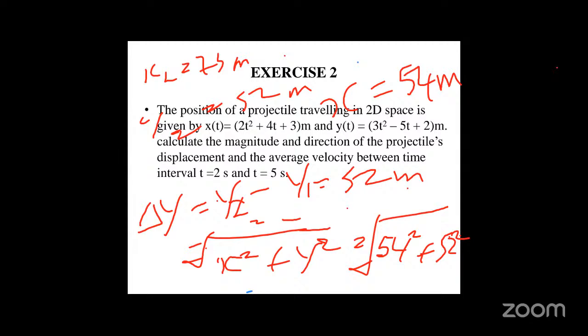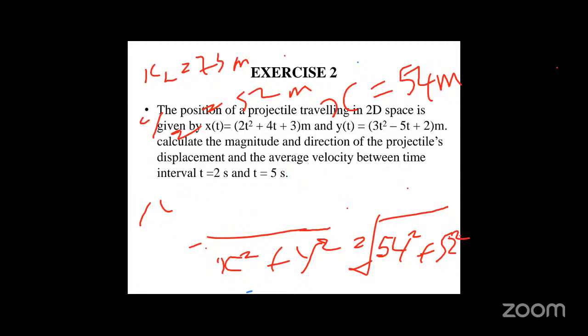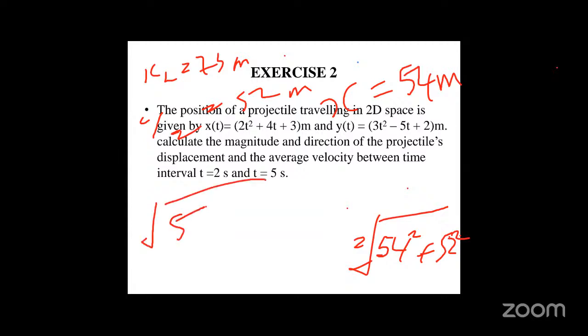Find the square root of that value. So the magnitude is the square root of 5620, which is approximately 75. Approximately 75 is the magnitude.